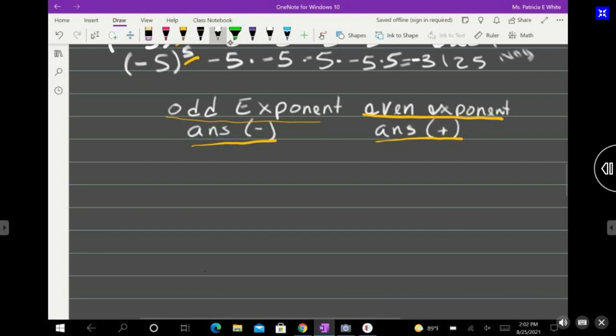So what would I have if I had -7 to the 5th power? Would my answer be positive or negative? What kind of a number is 5? Is it even or odd? Odd. So that's going to be a negative answer. What if I had negative a to the 12th power? Would my answer be positive or negative?